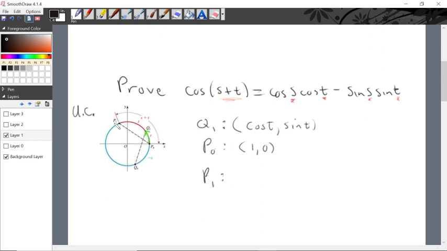What would have to be the coordinates of P1 by the definitions of the trigonometric functions? Well, the x-coordinate would be the cosine of the arc length that it took to get there in standard position. That arc length is s plus t. So the x-coordinate of P1 is cosine of s plus t. And the y-coordinate at P1 would be sine of s plus t.